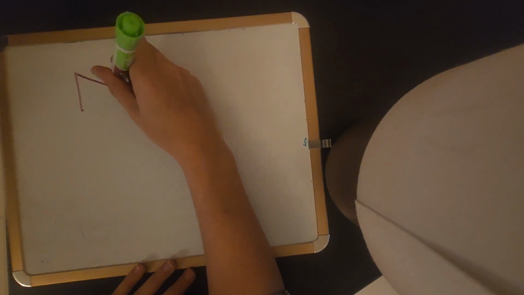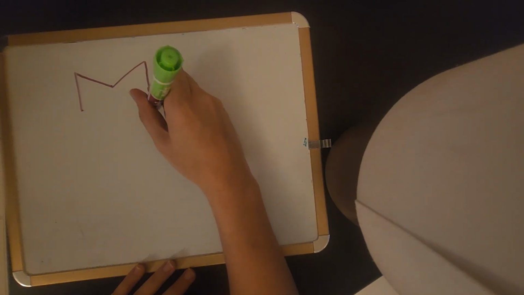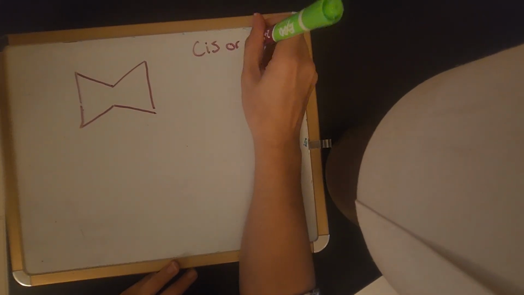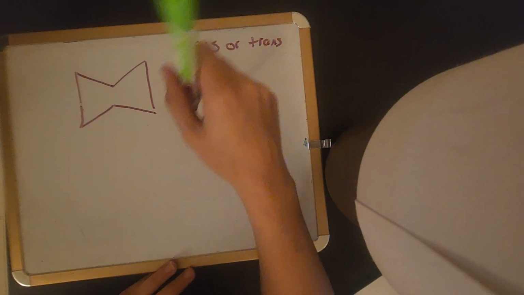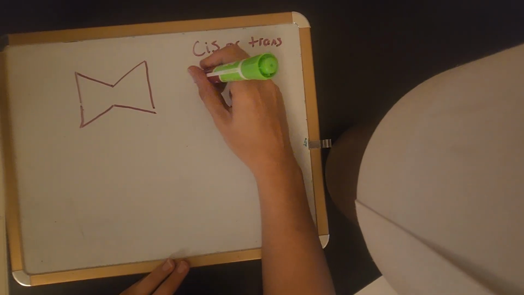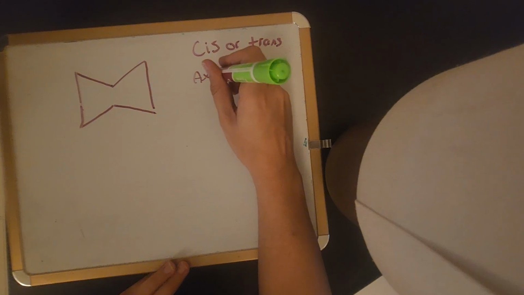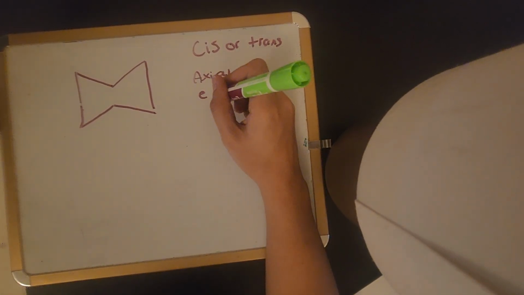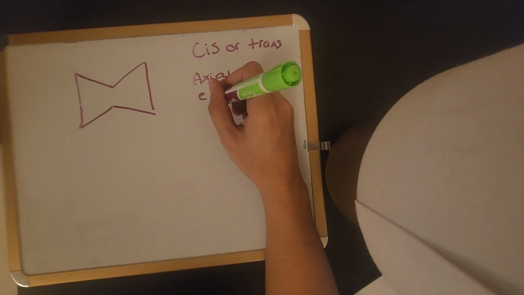Next, we're going to look at chair. And we're going to determine whether it is cis or trans. Remember, chairs have axial and equatorial. Axial and, I forget how to spell it. Give me a second.